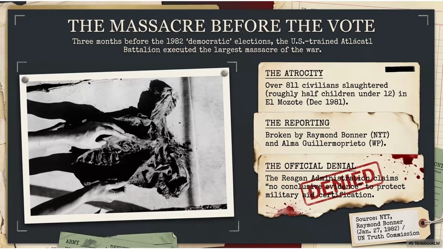More than 800 civilians were killed. Many women and children and elderly people were killed. This was one of the worst massacres in modern Latin American history. But for this presentation, the most important thing is the timing. In December 1981, this massacre happened, and in March 1982, the election. Only about 3 months separated the two.